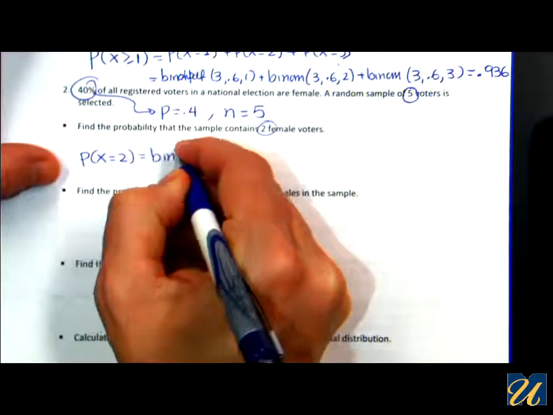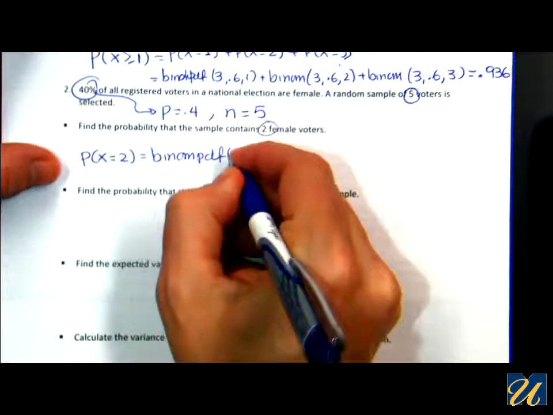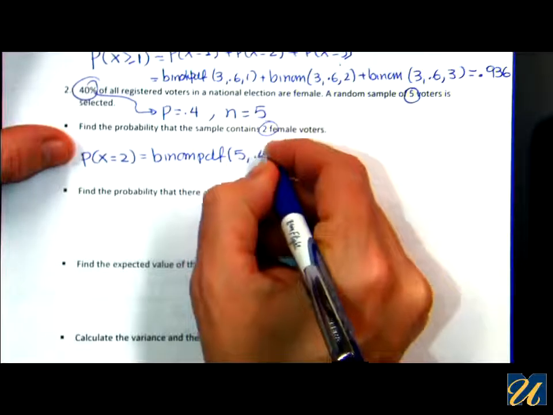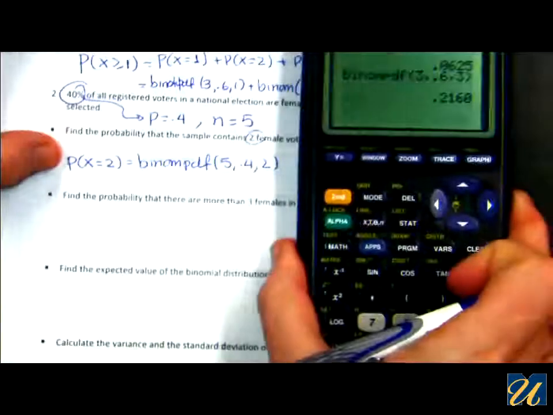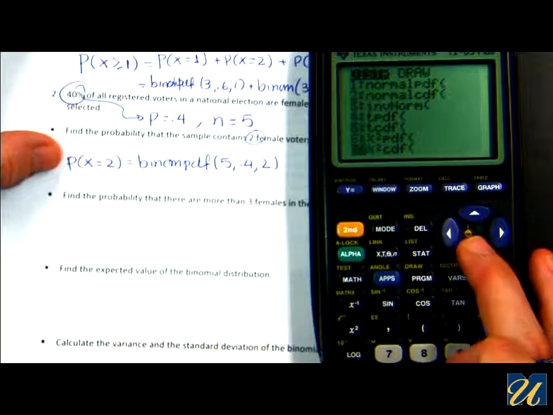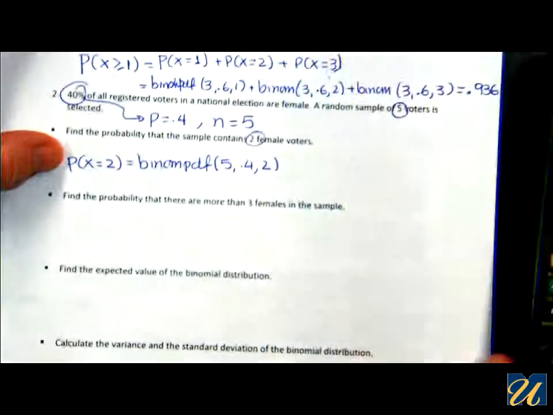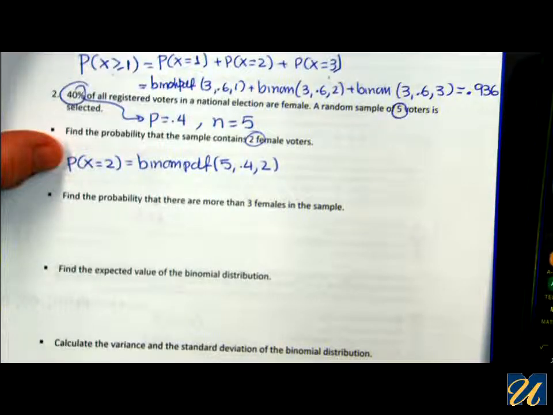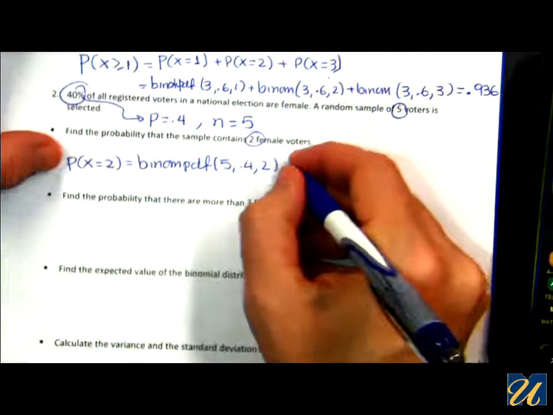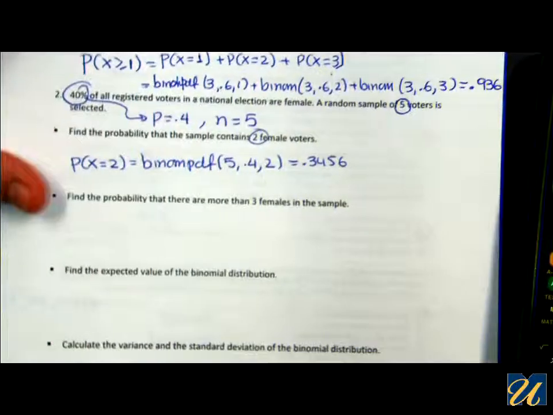So we will use our graphing calculator, binomial PDF, N, P, X. So if you were to use your graphing calculator, you will go second vars, binomial PDF, 5, 0.4, 2, close parentheses, enter, 0.3456. Or 0.346 if you're rounding to 3 decimals.